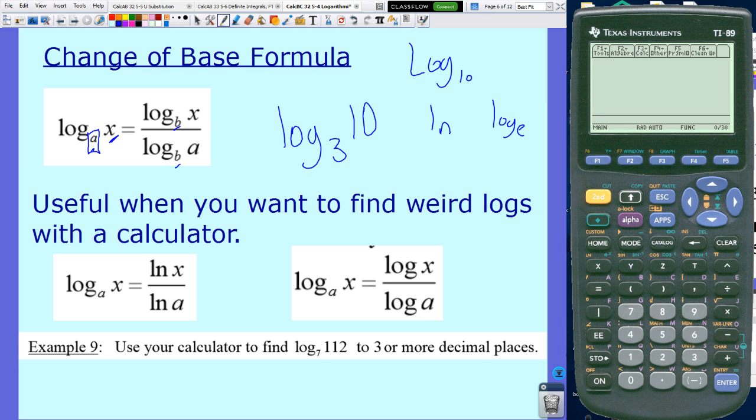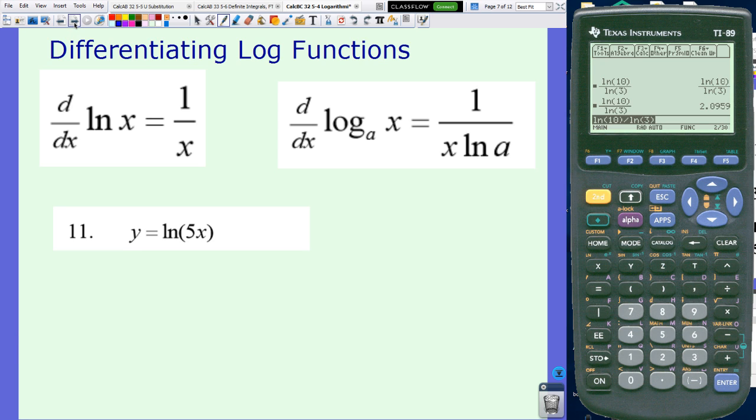So on a TI-89, let's say I want to do log base 3 of 10. What I'm going to do is say natural log of 10 divided by natural log of 3. And this is giving me my answer. Just like that. So that's how I'd solve those kinds of things. So yeah, you want to find the weird logs. That's how you do those things, and I could have done any example. But there you go. All right, derivatives.